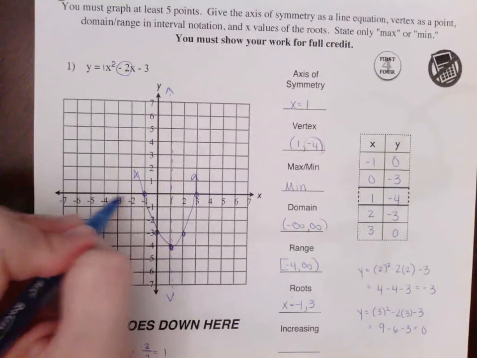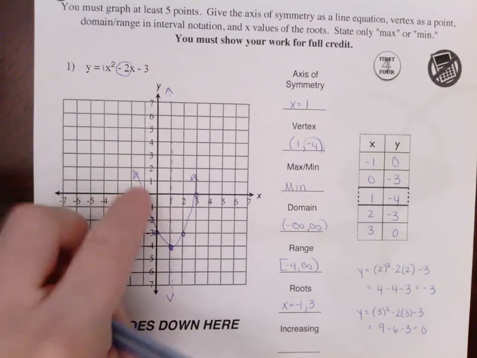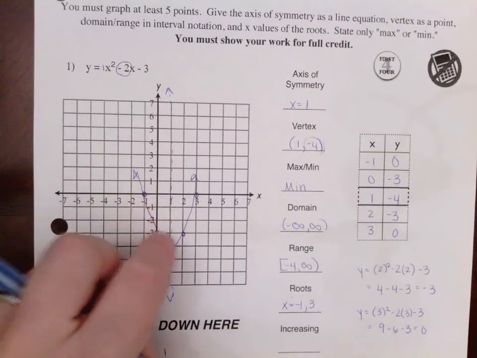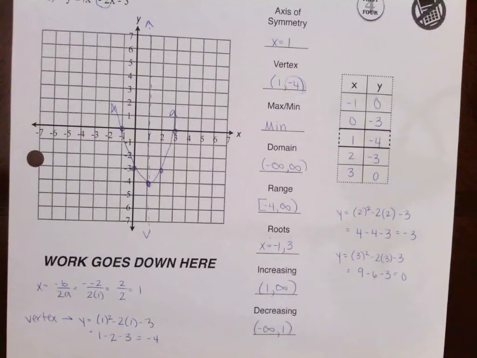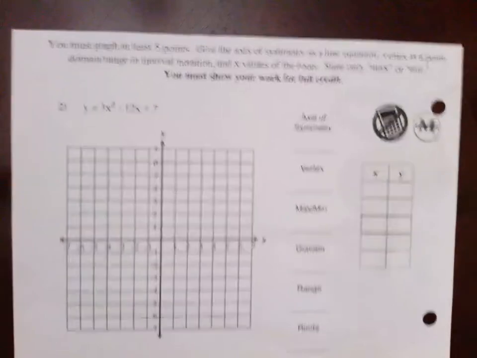We are decreasing as we walk along this graph. Our y values are decreasing from negative infinity to where x is equal to 1, which means it is increasing from 1 out to positive infinity. Oops, can't see it. There you go. All right, if we flip this over, we do the same exact things on the other side.